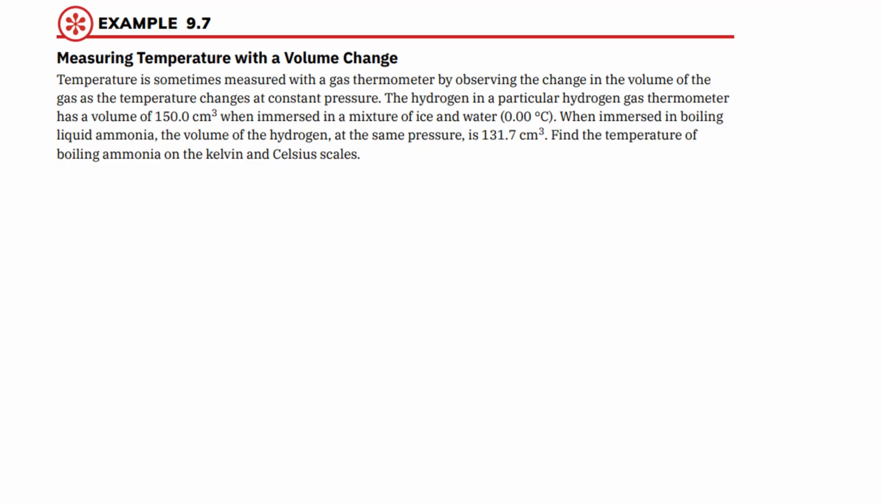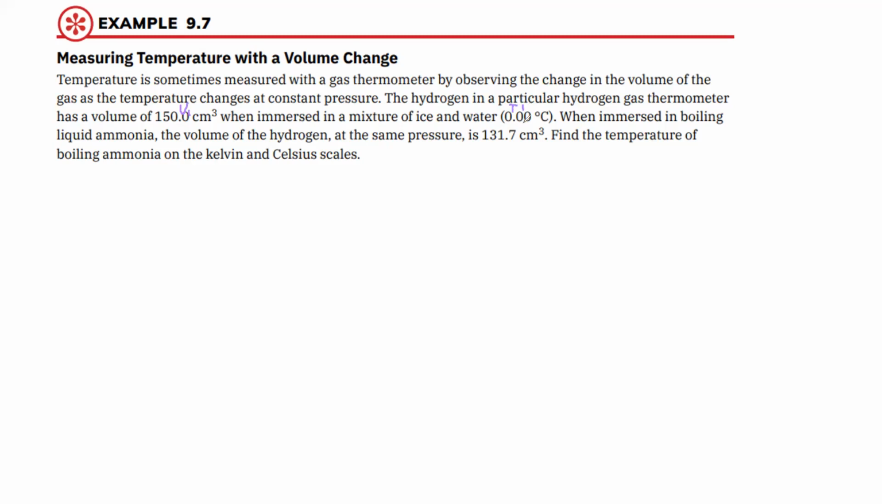And in this case, we're going to be using a hydrogen gas thermometer. So the gas that we're using is going to be hydrogen. And it's got a volume of 150 cubic centimeters when it's immersed in a mixture of ice and water at 0 degrees Celsius. So at 0 degrees Celsius, this gas sample occupies 150 milliliters, or 150 cubic centimeters. So this will be V1.